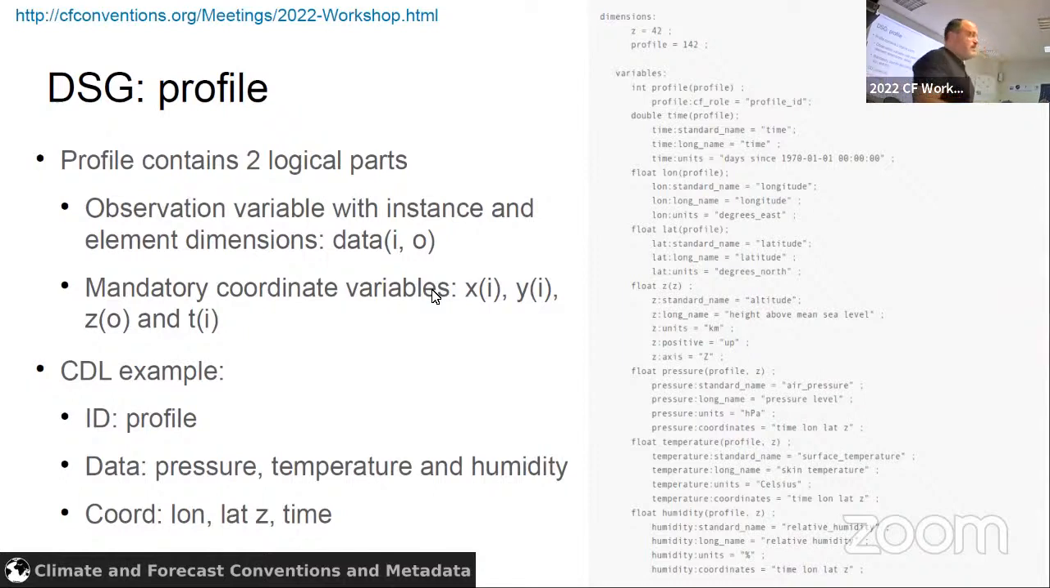This one is a small example. The important concepts are the I concept, the O concept, the instance concept, the element concept of O, and dimensions, and so on. And here the coordinates are the longitude, latitude, zeta, and time, and the data is pressure, temperature, and humidity. And the profile variable gives us the ID of the different instances.